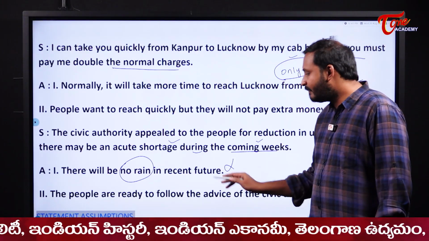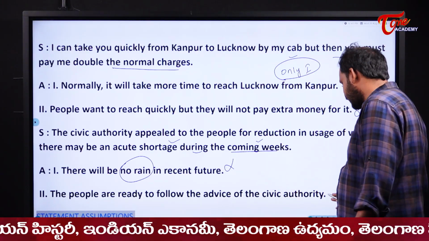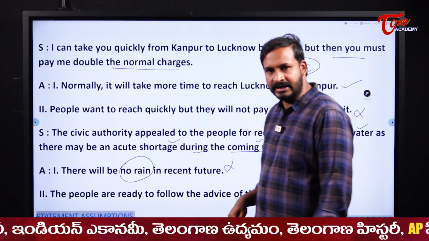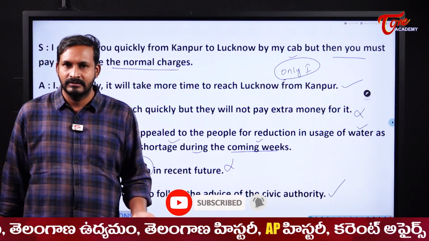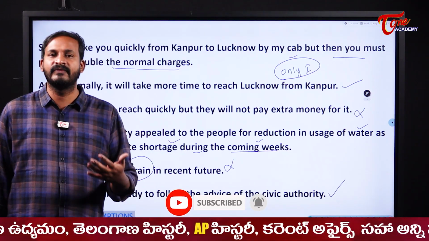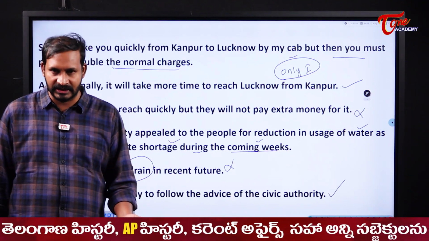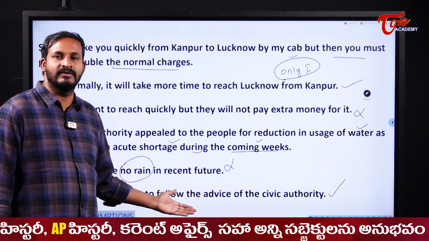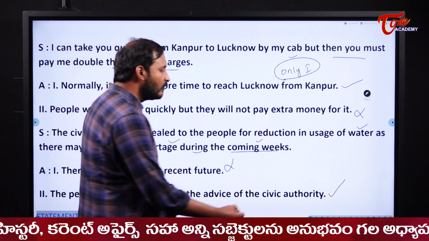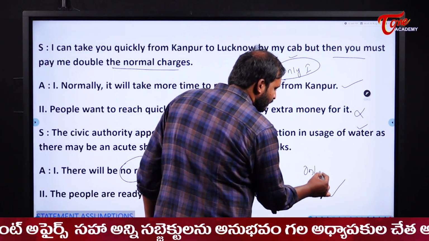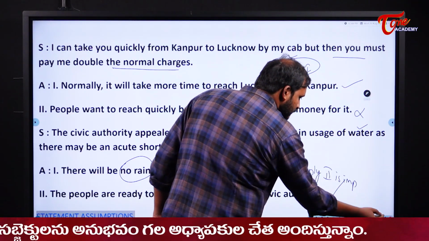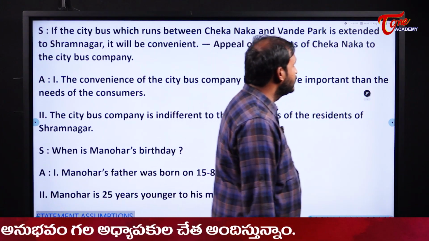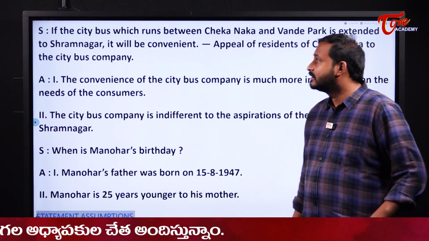Next, the people are ready to follow the advice of the civic authority. Yes, they are ready. If they are not ready, why would the civic authority have given the appeal? It is a waste, right? They know that few people will definitely be ready to follow those instructions. That is the reason they made that appeal. So here only the second one is implicit. Only the second is implicit for us. Okay, right? Now see the next one, students.